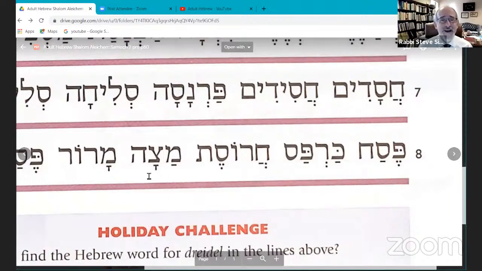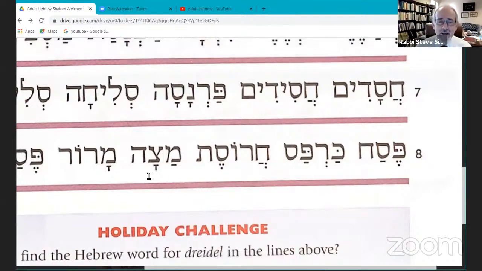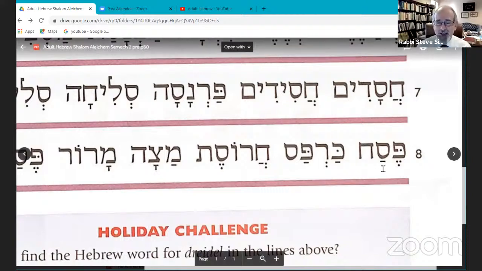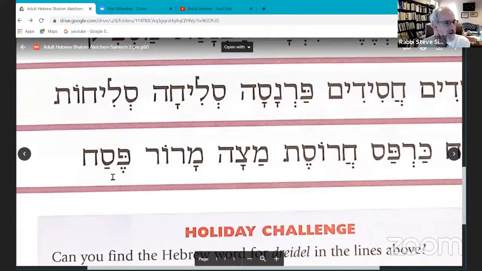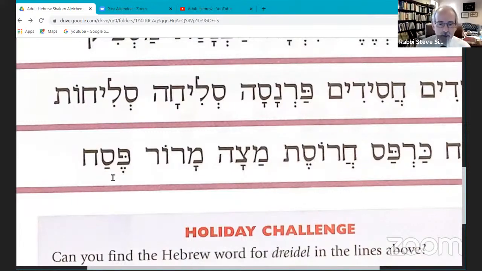This next word is matzah. Some Americans say matzah. Officially in Hebrew, it's matzah. Matzah is the unleavened bread used on the holiday of Pesach. Maror. Maror, the bitter herbs. Maror. Pesach.